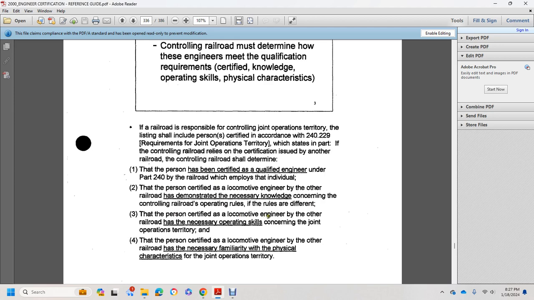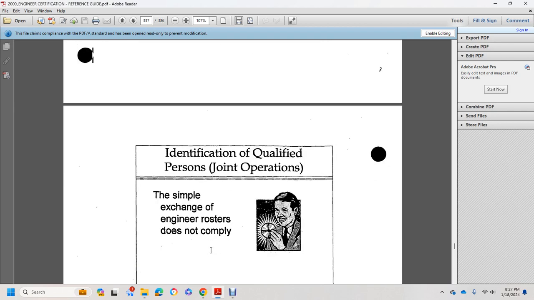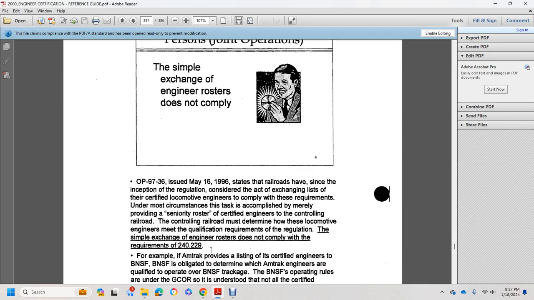Third, the person certified as a locomotive engineer by the other railroad has the necessary operating skill for the joint operation territory. Fourth, the person certified as a locomotive engineer by the other railroad has the necessary familiarity with the physical characteristics of the joint operation territory.